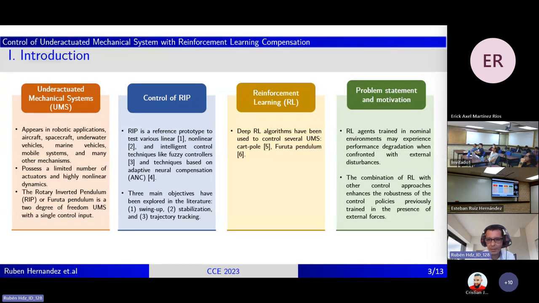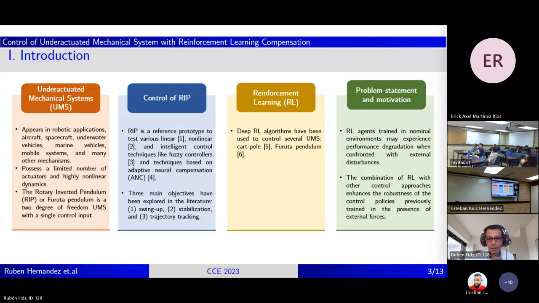This mechanism is a benchmark prototype to test various linear, nonlinear, and intelligent control techniques, like fuzzy controllers and techniques based on adaptive neural network compensations. The main objectives explored in the literature for the control of this type of system are the swing up, the stabilization, and the trajectory tracking problem.